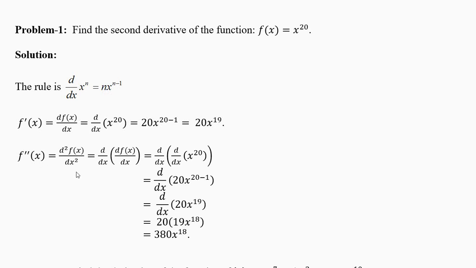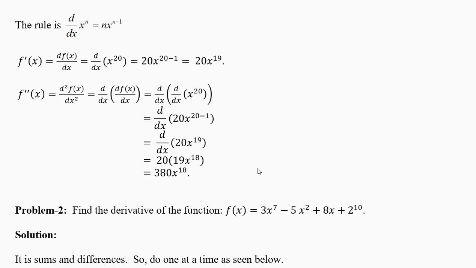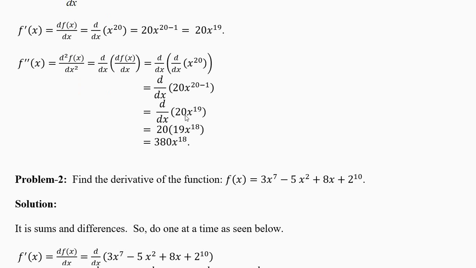Second derivative, what do you do? You differentiate the first derivative. So d by dx of 20 into x power 19. Just copy it from here to here. No need to write so much again and again. This is just for your understanding. And the derivative of 20 x power 19, this 20 will come out. You will get 19 x power 18. Open the brackets, 20 into 19 is 380 and it is x power 18.